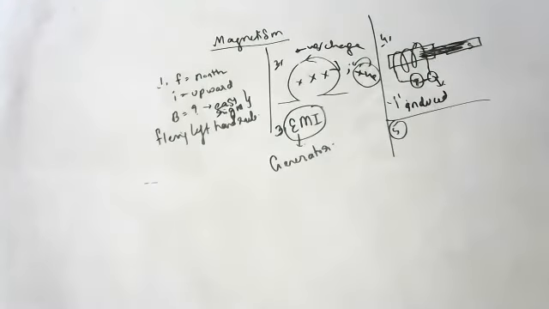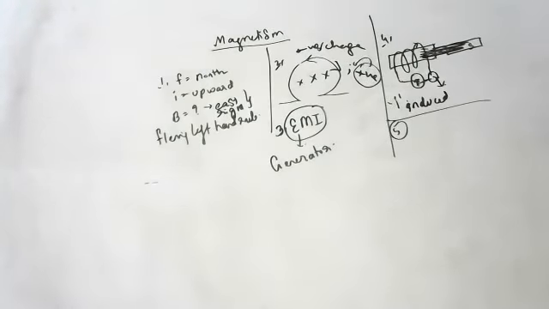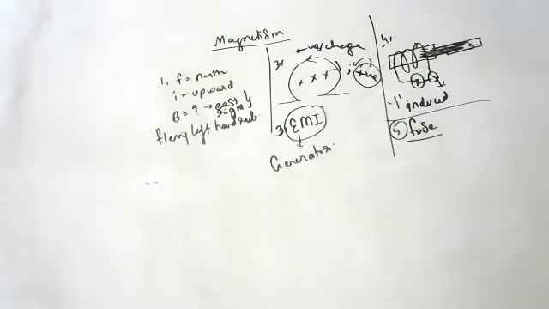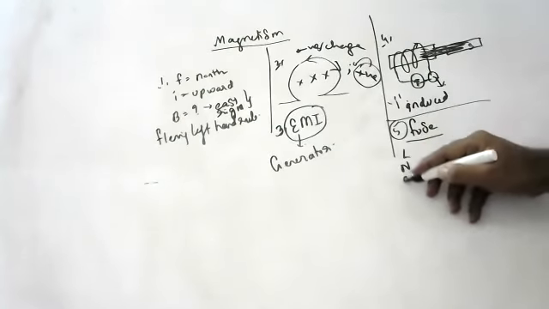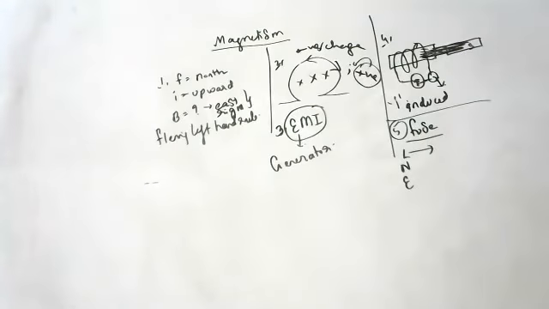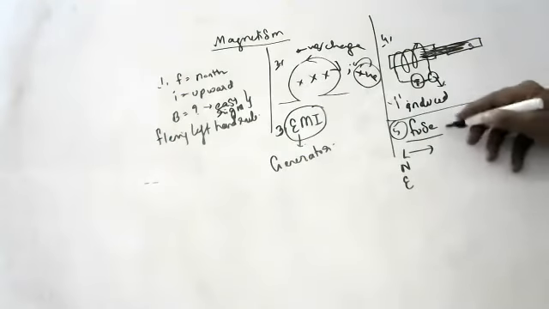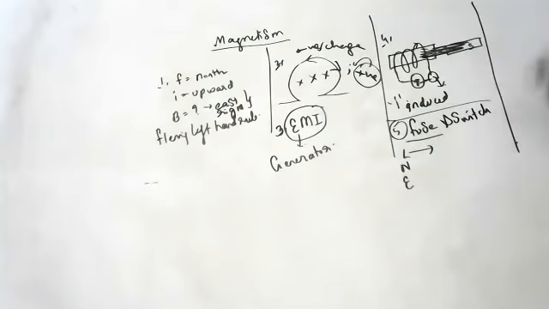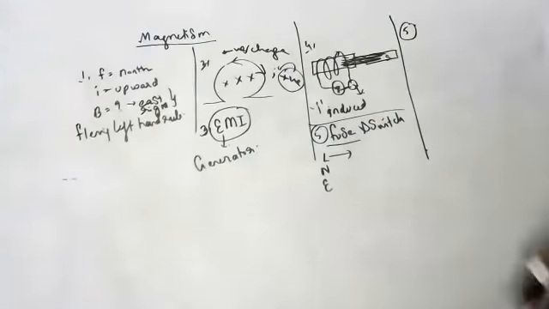Okay, children. Next, in domestic circuits, to which wire do we connect the fuse? Live wire, neutral wire, or earth wire? Live wire. Always we connect the fuse and switch, both, to the live wire only. Okay, children, fuse and switch, both will connect to the live wire only. Next question.